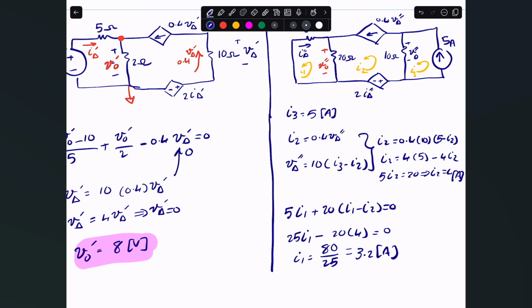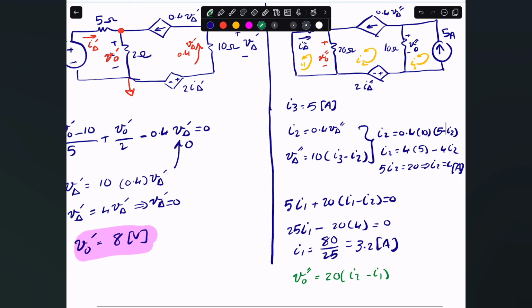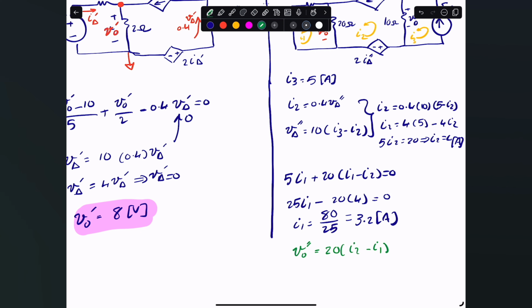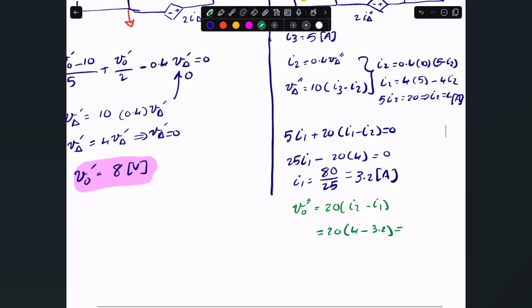Okay, so I know all the currents that I'm looking for. What I need to do is, well, what am I looking for? I'm looking for V naught double prime here. Well, that can be computed in the following way. So V naught double prime, using mesh currents, is 20 times (I2 minus I1). That's what it will be. And why is it I2? Because I2 is going to the positive and I1 is going to the negative. Okay, so we substitute these two values, I2, which is 4, minus 3.2, and I should end up with 20 times (4 minus 3.2), and that will be 16 volts.